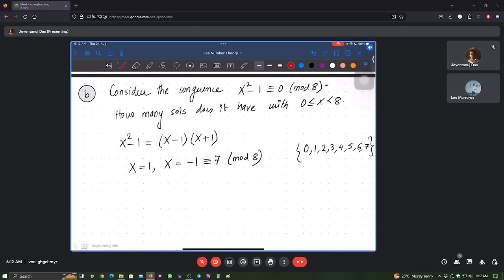So 0 will not work. 1 is a solution, that is fine. 2 square is 4, 4 minus 1 is 3, so that will also not work. 3 square is 9, minus 1 is 8, so 3 is working, right? Yes, it works. 4 will also not work, but 5 will again work because 5 square is 25 minus 1 is 24. And 7 works. So here the solution set has 4 solutions, right.